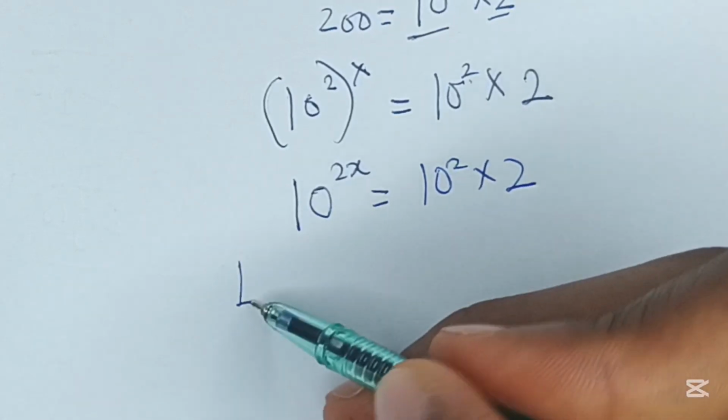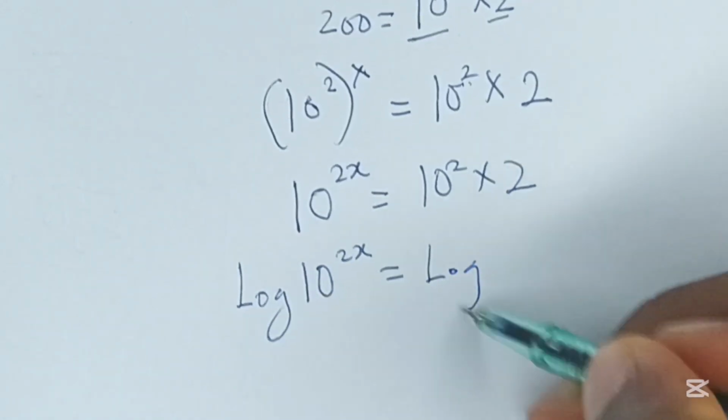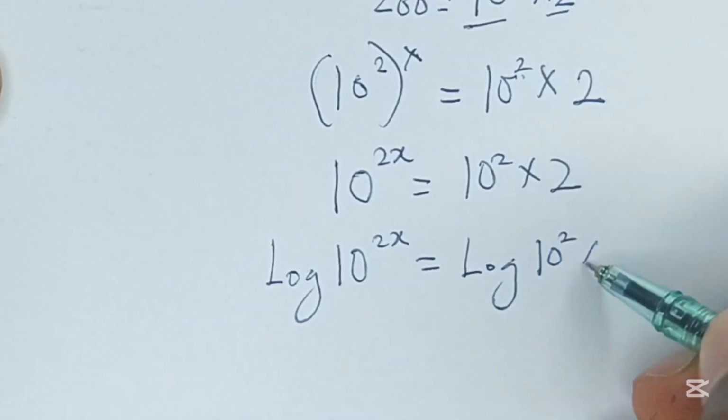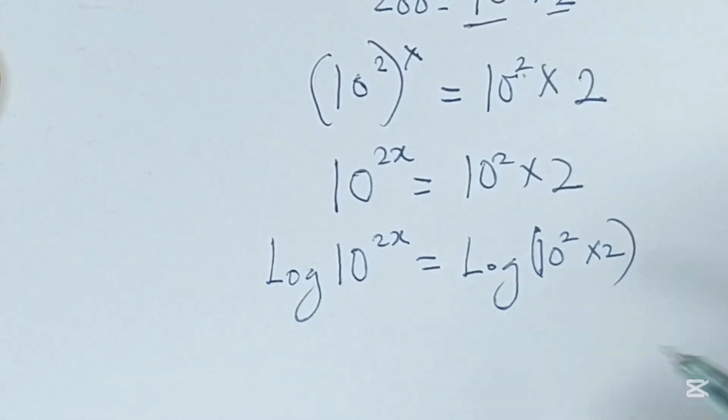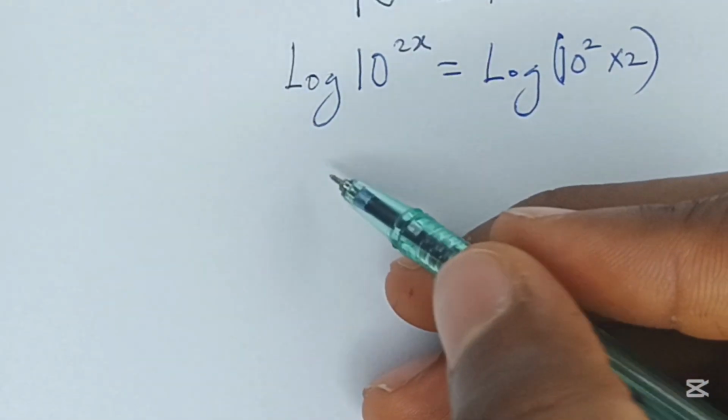Let's take the logarithm of both sides. So we have logarithm of 10 to the power of 2x to be equal to logarithm of 10 squared times 2. Alright? Now, moving on, we can now state some laws of logarithm.